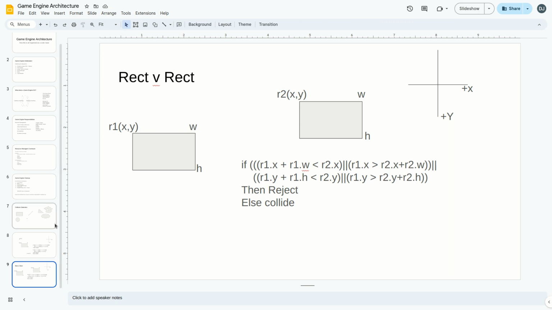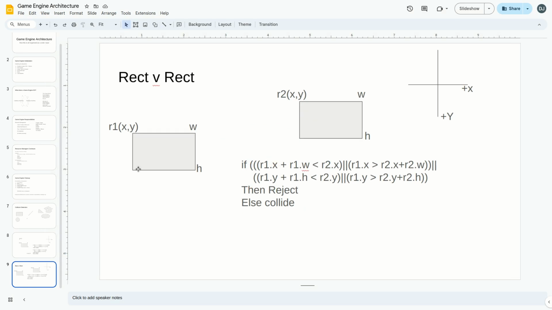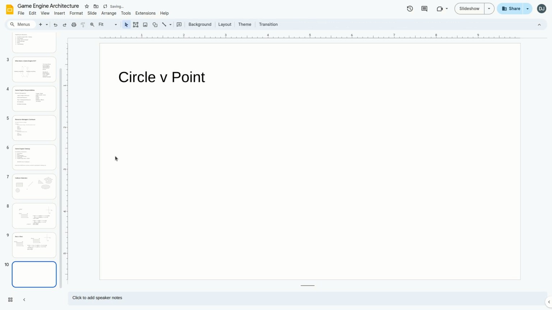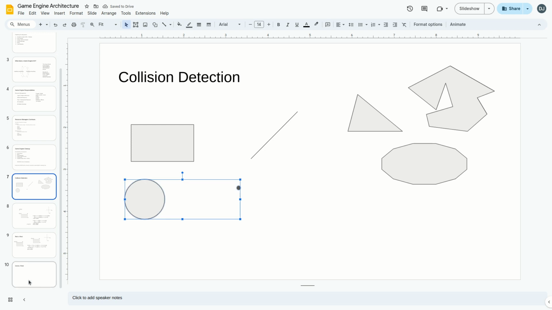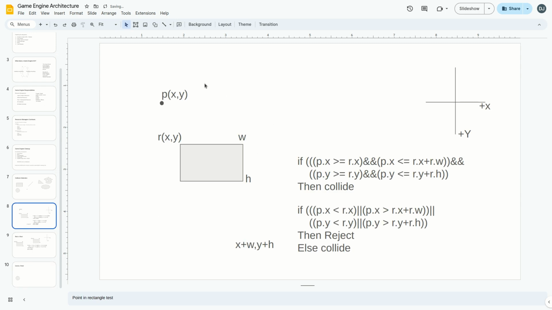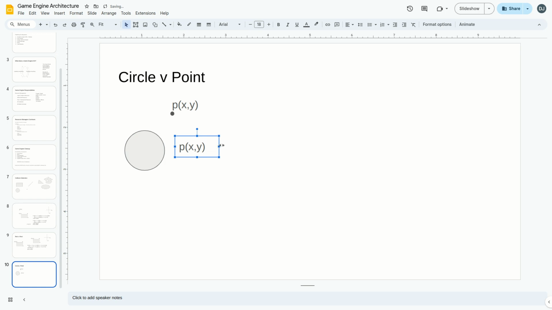Now, let's keep our momentum going, and let's start talking about circles. Circle v point. So I'm going to take these two. We've already dealt with the point. In fact, I'm just going to grab the point from here and deal with px and py. And now we're going to define what the circle looks like. We're going to call it circle C. We're going to have an x and a y and an r.